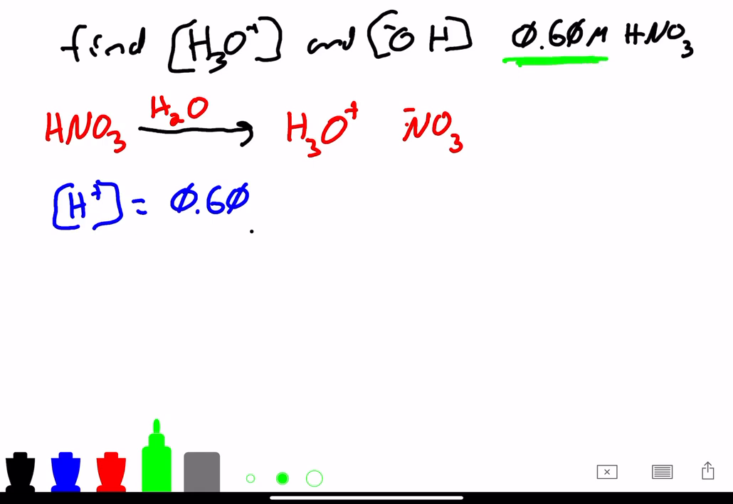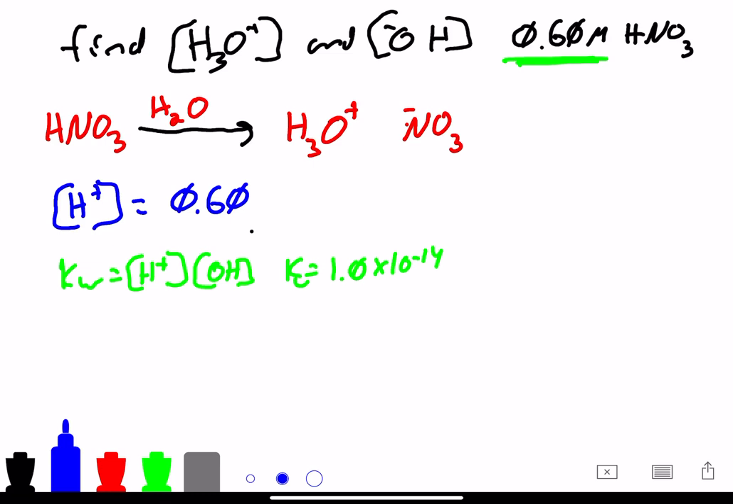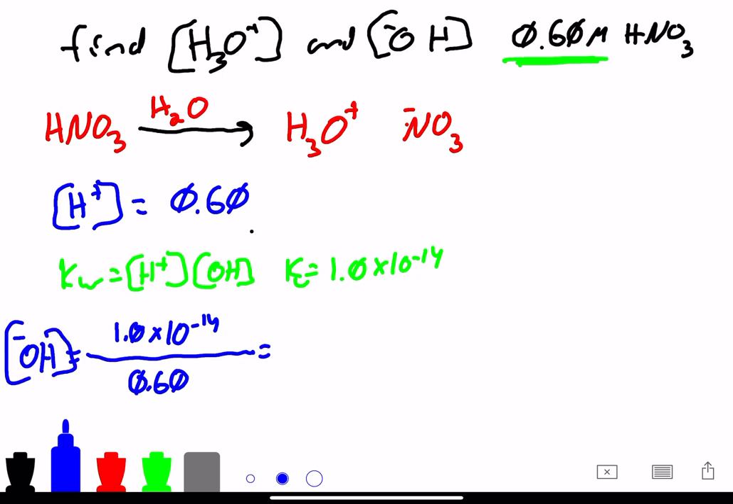So if we now wanted to find our concentration of OH minus, we remember that Kw is equal to the concentration of H plus multiplied by OH minus. And we know that Kw has a numerical value. It's 1.0 times 10 to the negative 14th. So if we want to find the concentration of OH in the solution after we added that, all we do is take 1.0 times 10 to the negative 14th, divide it by the concentration of the H plus, which would be 0.60, and this is going to be equal to the concentration of OH minus, which in this case is going to be 6.7 times 10 to the negative 14th molar.